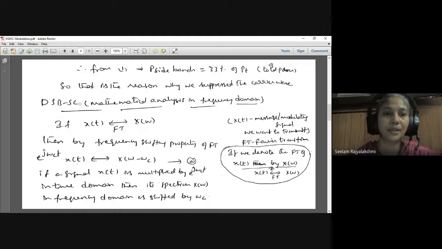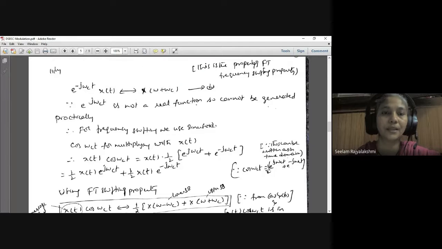Here we have already multiplied with e power j omega c t, frequency shifted by minus omega c. And if we apply the frequency shifting property for this message signal, multiplying by e power minus j omega c t, it shifts by plus omega c. So here we have applied e power j omega c t or e power minus j omega c t.